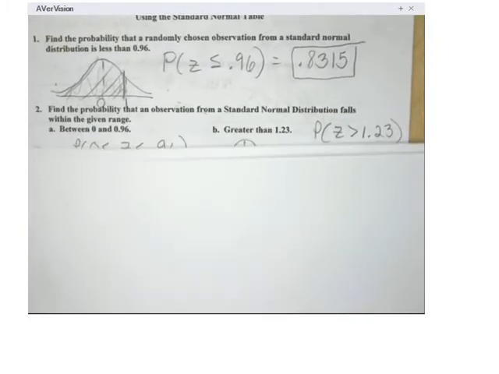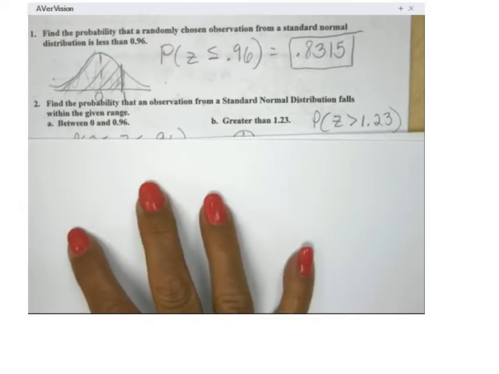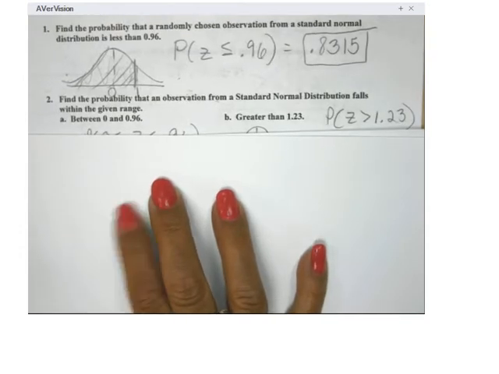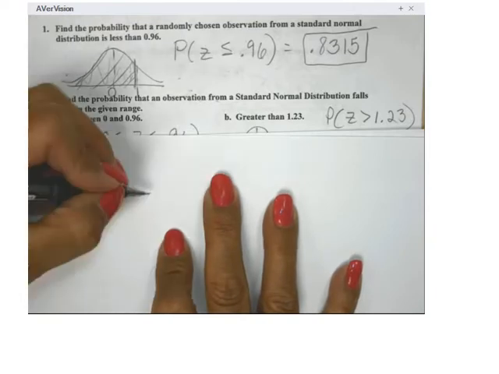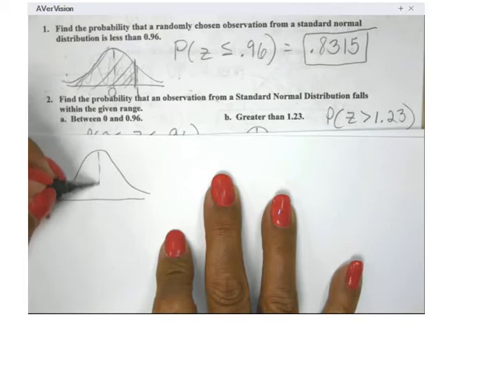Okay, so let's look at the second one. And you're going to see I'm going to be drawing pictures for all these. So on number 2, we're still using the standard normal distribution. Tomorrow we'll use many different distributions that are normal, but today we're just going to be working with the standard normal distribution. And I have: find the probability that an observation from the standard normal distribution, which means I can sketch my curve right away.